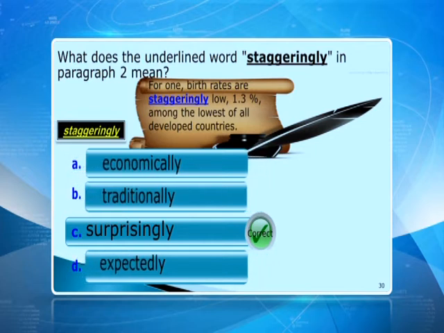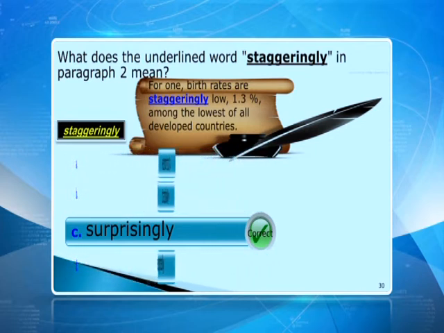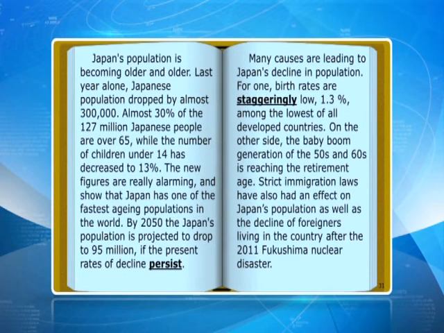Let's go back now to the reading comprehension passage to make sure that our answer is correct. This is the word staggeringly, as you can see here. Now, if you want to know its meaning, it's surprisingly. Why? Because it is among the lowest of all developed countries. That's why it's something surprising.